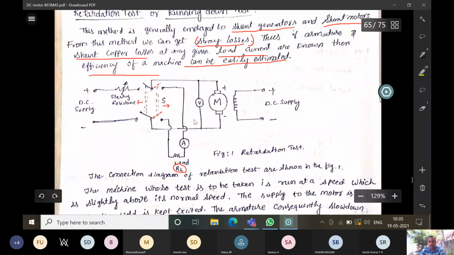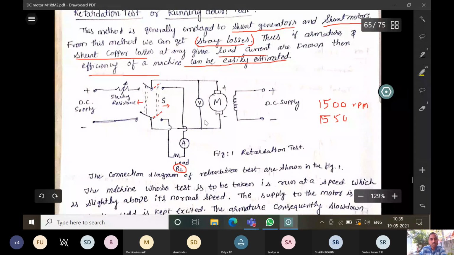Initially the motor will be running at rated speed or slightly more than the rated speed. 1500 rpm is your rated speed, so increase it by 10%, up to 1550 rpm, slightly more than the rated speed. Run the motor.